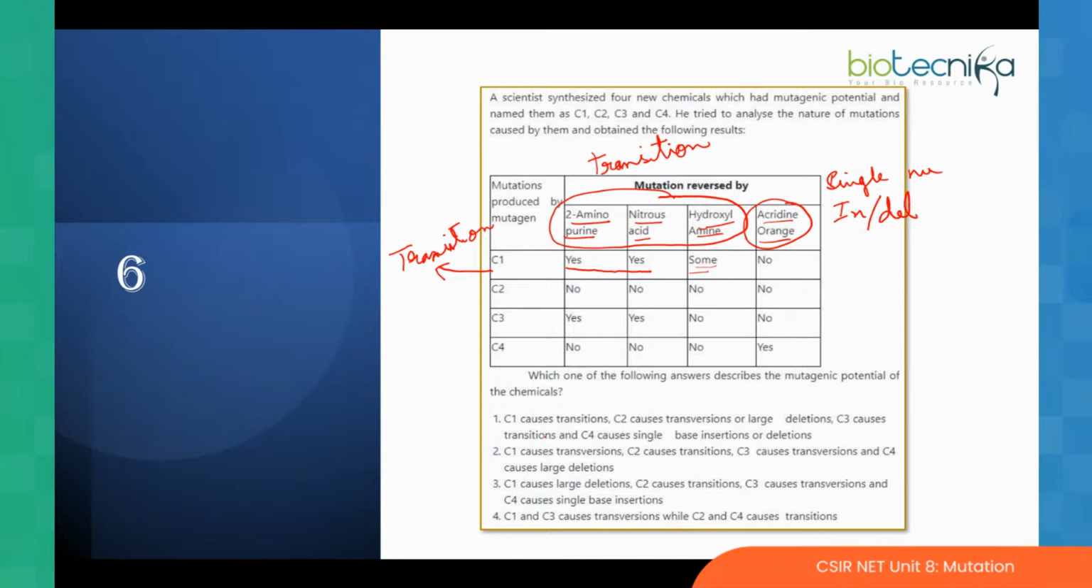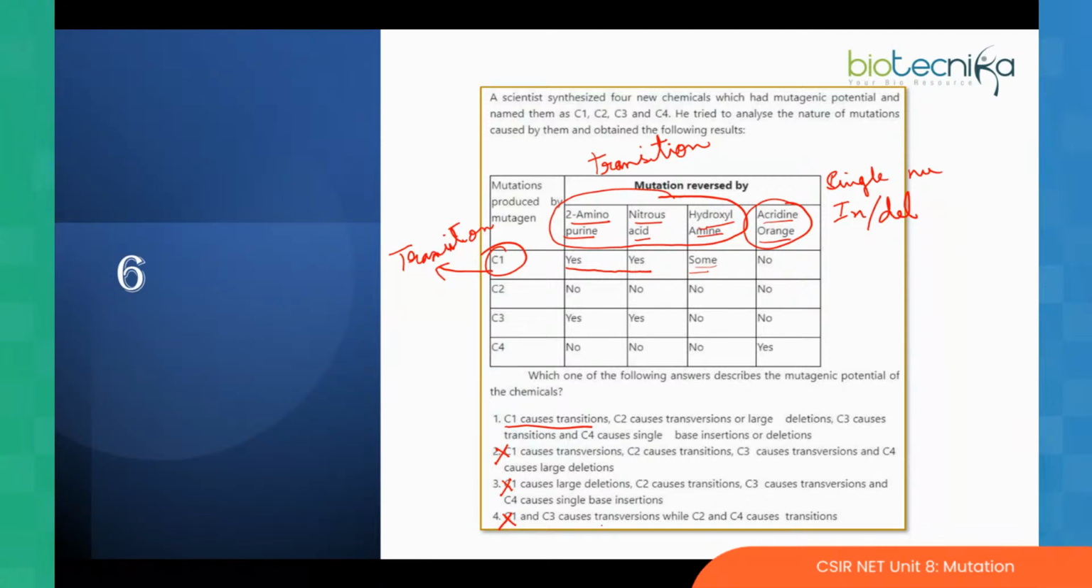Now you can check the options. C1 as transition is there in option 1. Option 2, eliminate. Option 3, eliminate. And actually, option 4 is also eliminated, because option 4 is also saying that C1 is transversion. So do you see? You can solve this question by only solving what mutation C1 is. But it is important that you are completely confident about this answer. So C1 will be transition here.